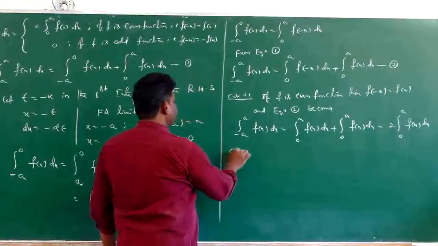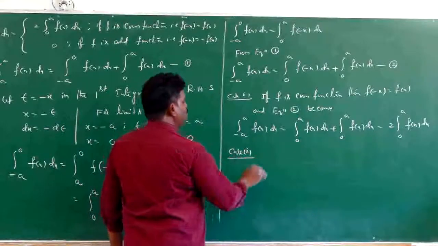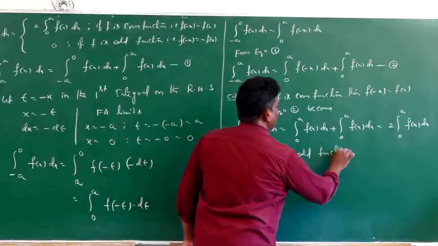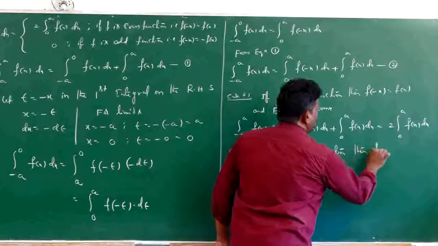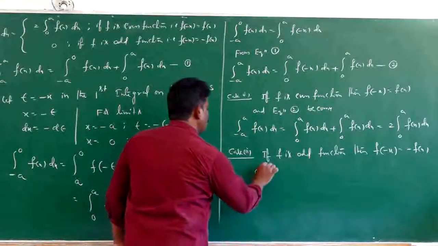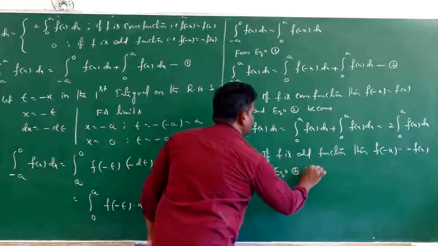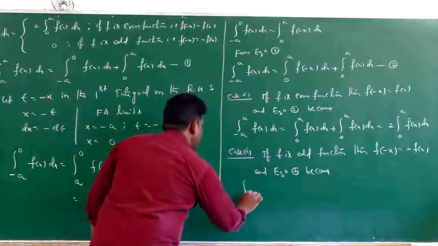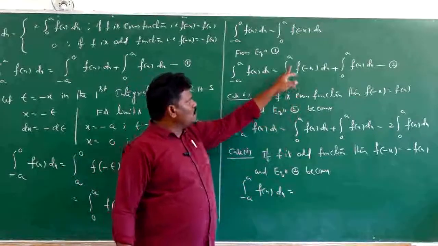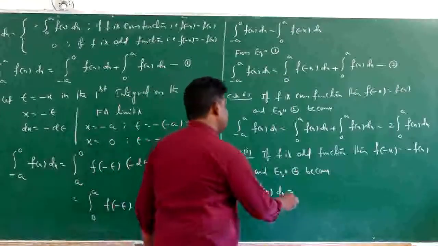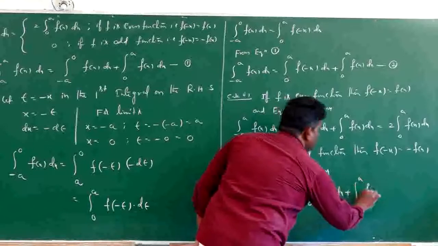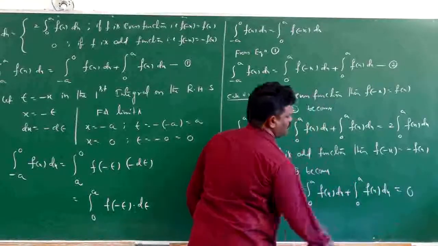Okay. Next, case 2: if f is an odd function, then f of minus x is equal to minus f of x, and equation 2 becomes integral minus a to a of f of x dx is equal to integral 0 to a of f of minus x dx, which in this case is minus f of x, so minus integral 0 to a of f of x dx plus integral 0 to a of f of x dx. Both cancel, and the value is 0.